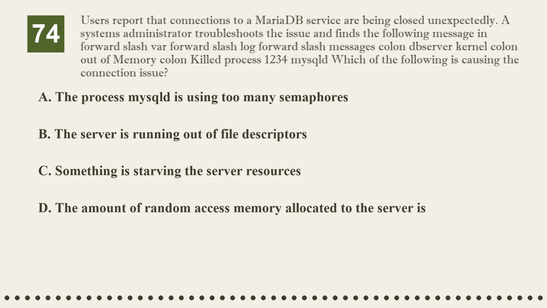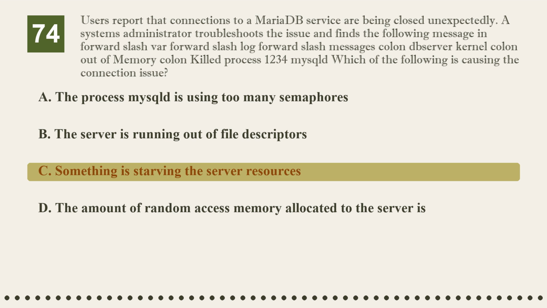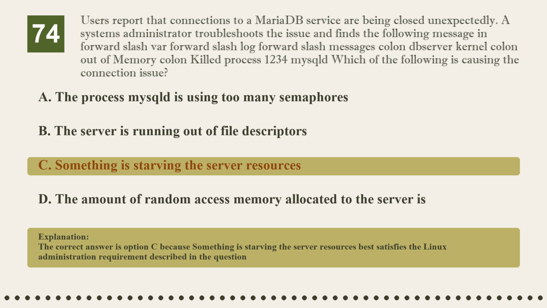Option A. The process MySQLD is using too many semaphores. Option B. The server is running out of file descriptors. Option C. Something is starving the server resources. Option D. The amount of random access memory allocated to the server is. The correct answer is option C. Something is starving the server resources. The correct answer is option C because something is starving the server resources best satisfies the Linux administration requirement described in the question.